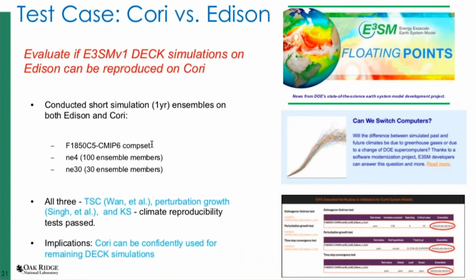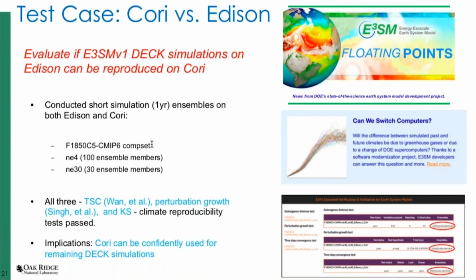A use case for this test was last year, when Edison was being retired. The low resolution deck runs had been done on Edison, and the future runs were planned to be done on Cori. So we were tasked to test if the runs that you did on Edison are similar statistically on Cori. We did this for the NE4 resolution using 100 member ensembles, and at the NE30 resolution using 30 member ensembles, and we found that yes, our tests passed, meaning that if you did the same run on Cori, you would get a statistically similar climate. So that adds confidence that we can run these new simulations on Cori instead of Edison.